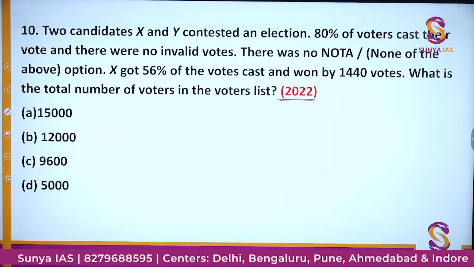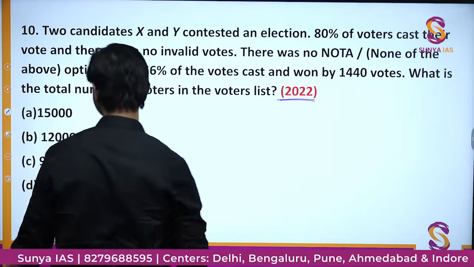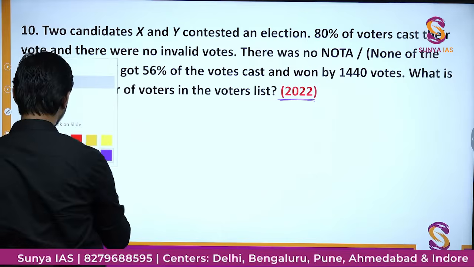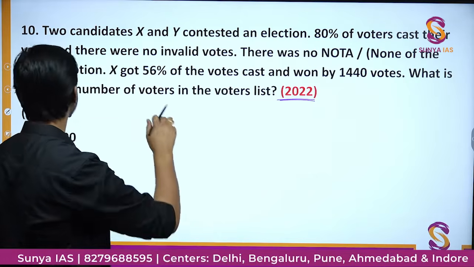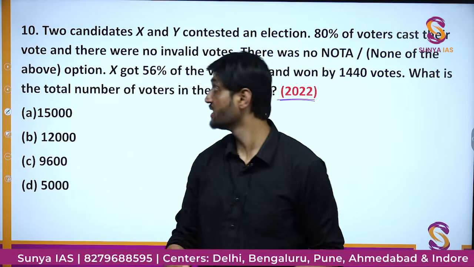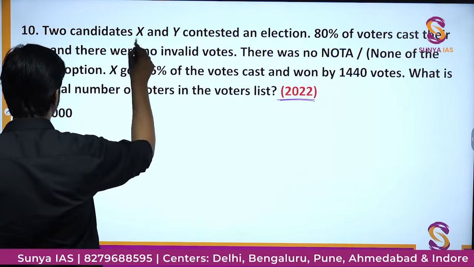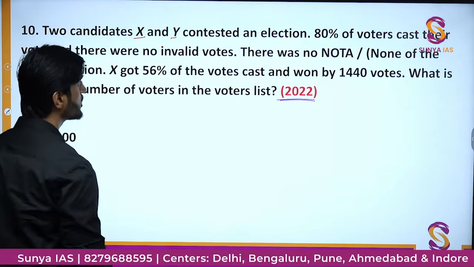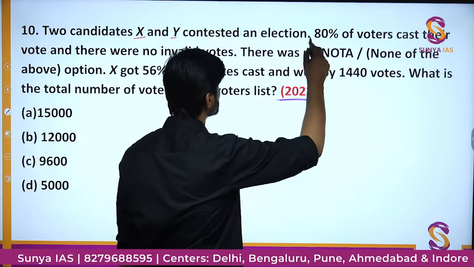So I think you might have given enough time to this. This one has a lot of information which we have to find out. So okay, what is the scenario here? There is some election going on, and in this election there are two candidates, X and Y. Okay, 80% of the voters are casting their vote.